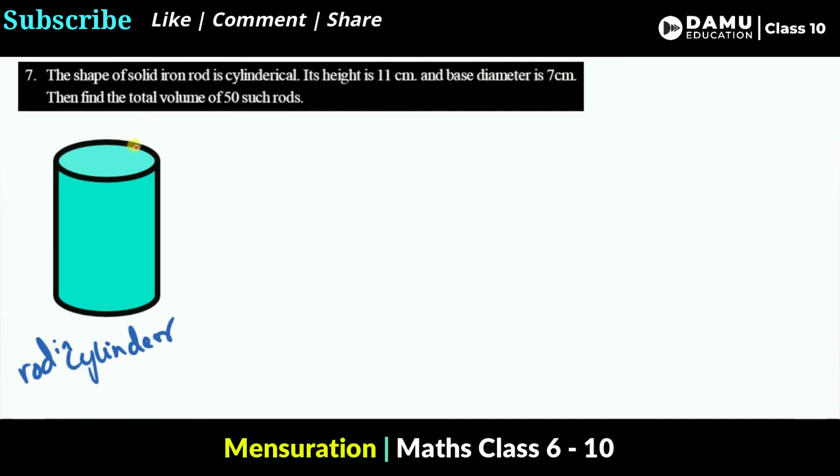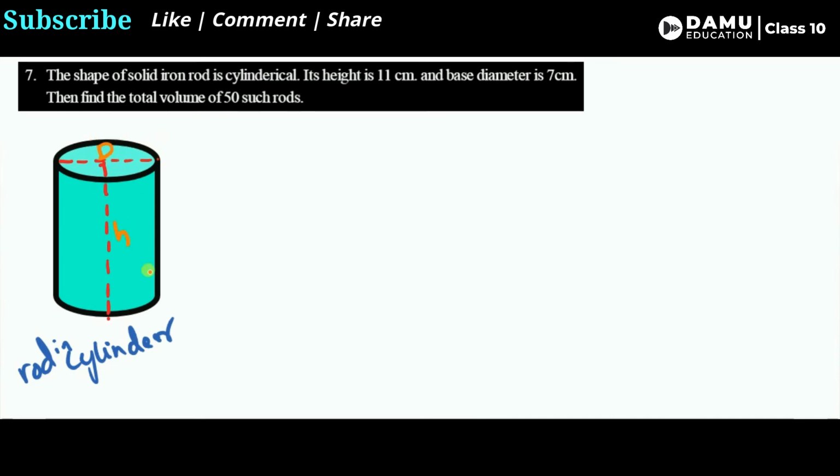Let's draw. This is the diameter. So what is the diameter? This is the diameter, and what is its height from the center? It will elongate like this. Let's write the values on this. Let's take this one as the diameter and this one as the height. So the diameter will be equal to 7 centimeters. Then the height will be equal to 11 centimeters. Then find the total volume of 50 such rods.